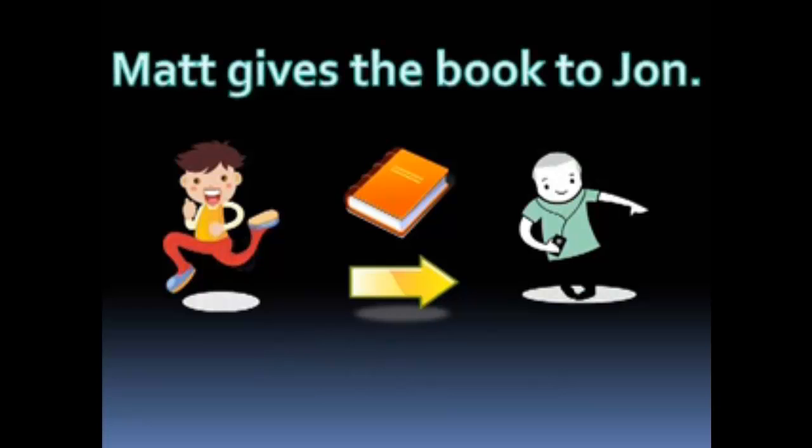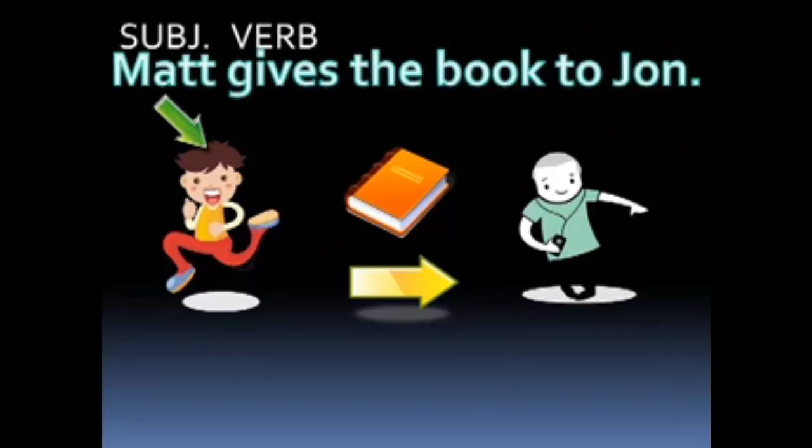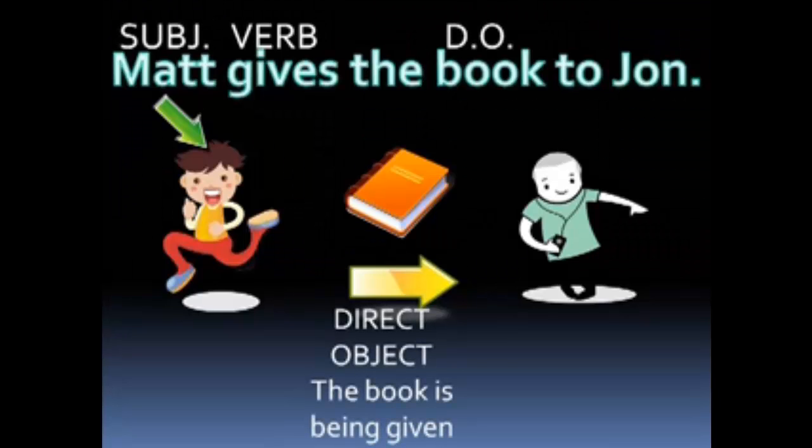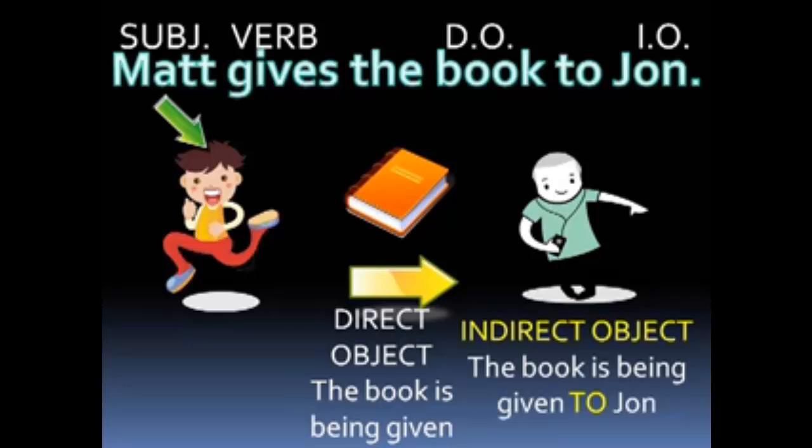completed. In the sentence, Matt gives the book to John. Matt is the subject. He is the one performing the action of the verb, to give. The book is the direct object. It is directly receiving the action of the verb. Okay. John, though, is the indirect object because he indirectly receives the action of the verb. The book is given, but given to John.